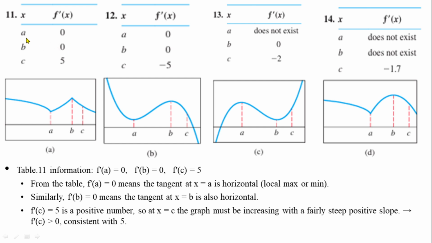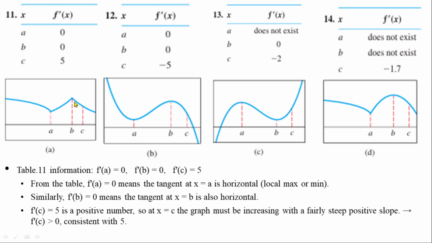f'(a) equal to 0 means the tangent at x equals a is horizontal, which may be a local maximum or local minimum. Similarly at b. And f'(c) is 5, a positive number greater than 0, which means the graph must be increasing with a fairly steep positive slope. Let us verify such a graph, with horizontal tangents at local maximum or local minimum at a and b, and this is the only positive slope from the remaining tables.